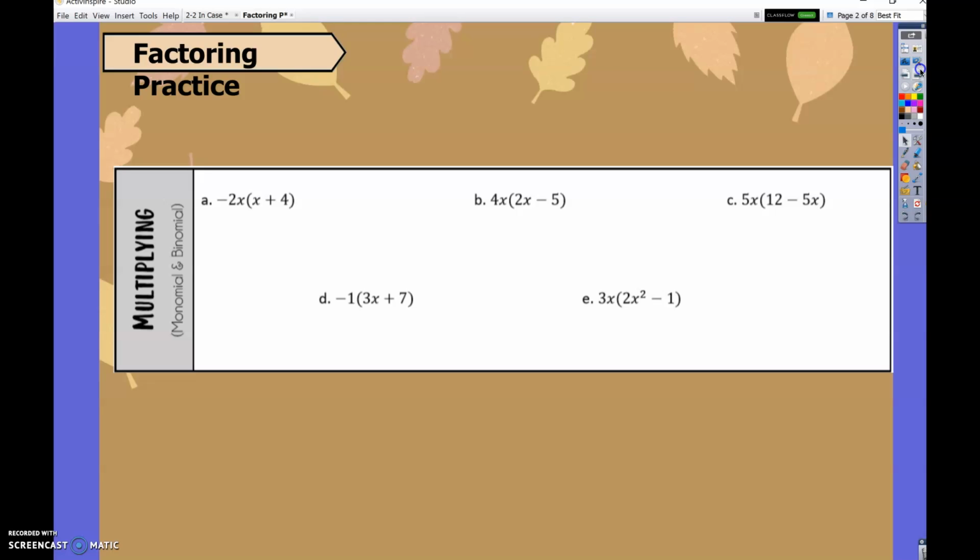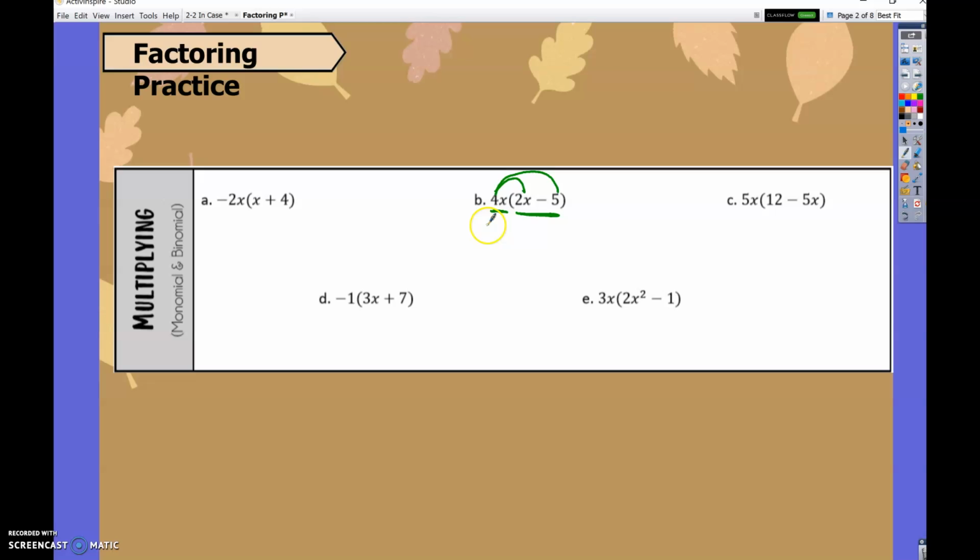So let's look at this first part, multiplying. We're just going to start by going backwards from factoring. So instead of factoring, we're going to actually distribute or multiply. I'll try one right in the middle here. When we are multiplying a monomial, one term here, by a binomial, two terms, we're going to multiply through here. I think of it as the rainbow method or the distribution method.